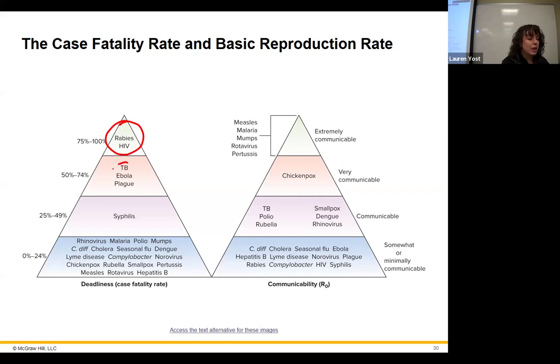All right, then we have TB, Ebola, and plague. Notice how these are less deadly. Okay. Syphilis, next, kind of on its own. I don't know why, but there it is.